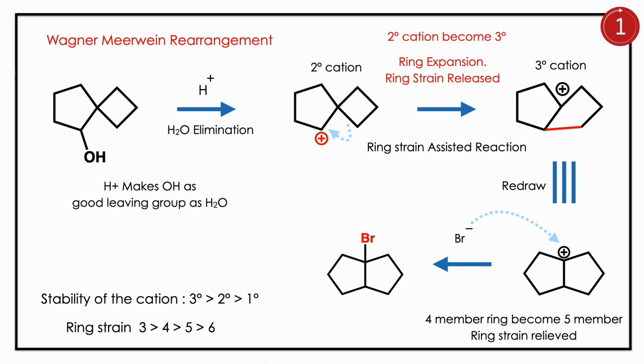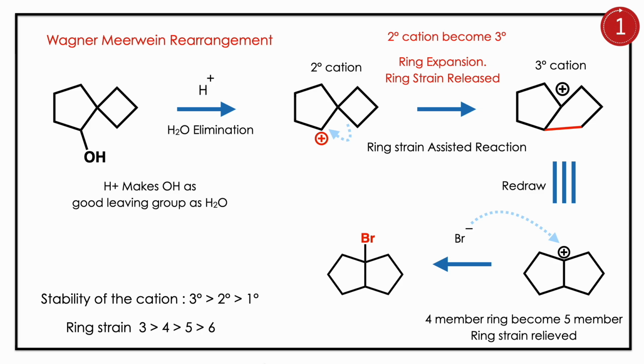Then you have strain in the system because a 4-member ring is very strained. If you look at ring strain, ring size 3 has much higher strain, then comes 4, then 5, then 6. 6 is a less strained system. So here the system tries to attain stability: the 4-member ring will become a 5-member ring there. So the ring strain is relieved, and you have the final rearranged product.